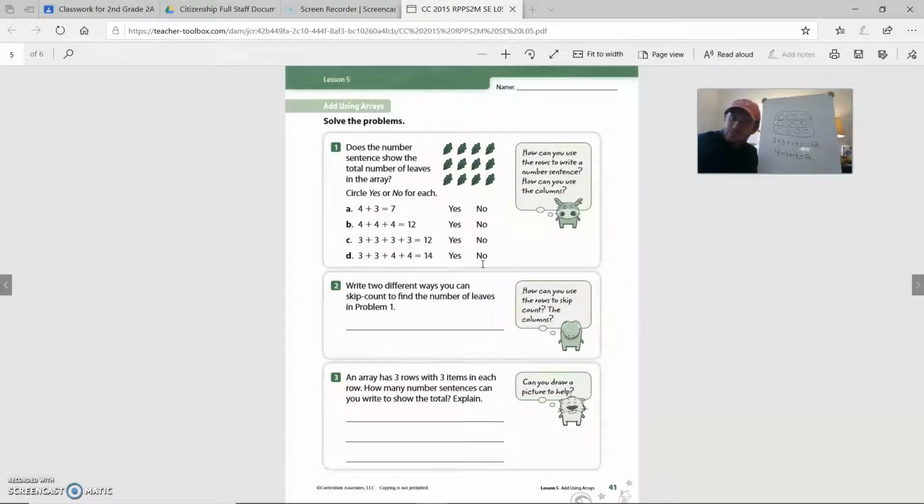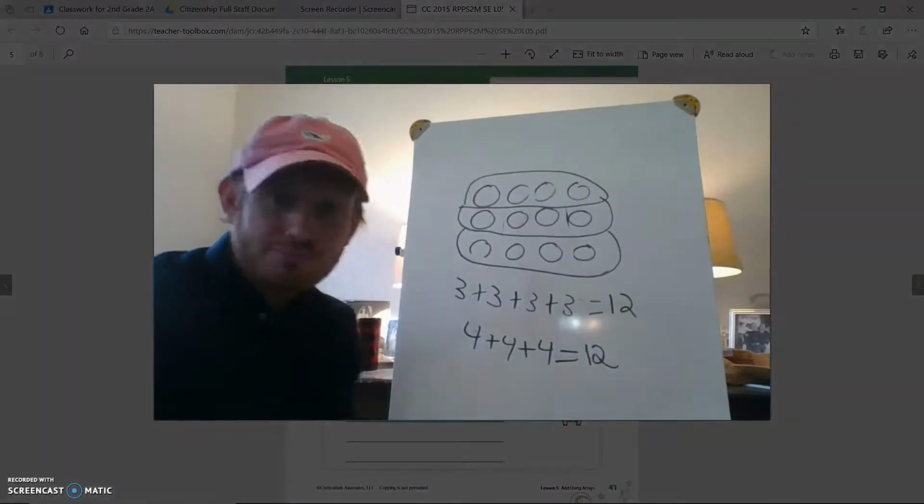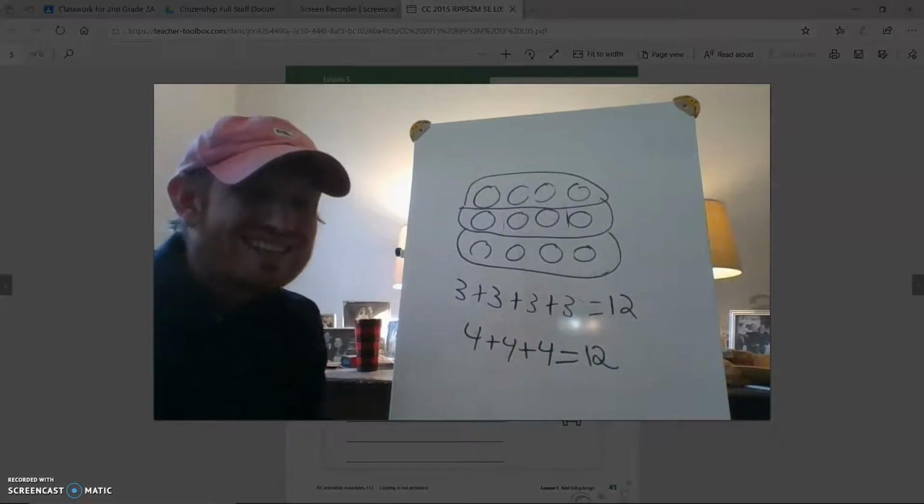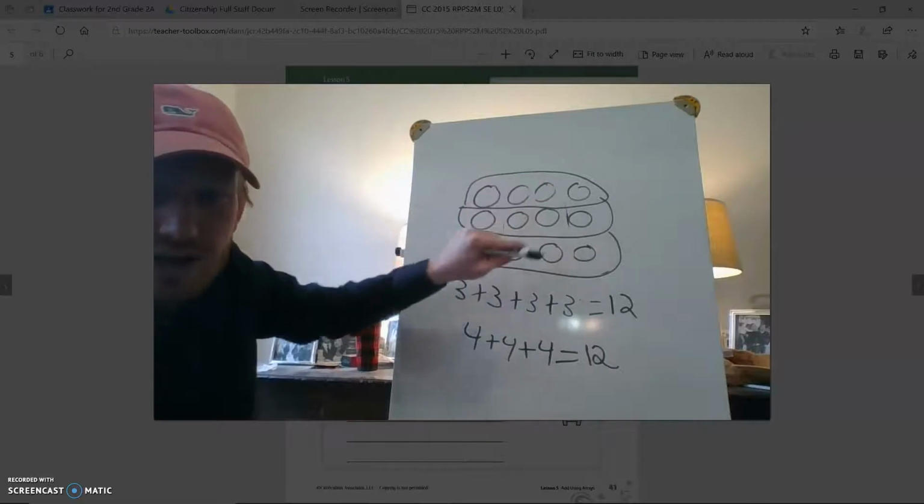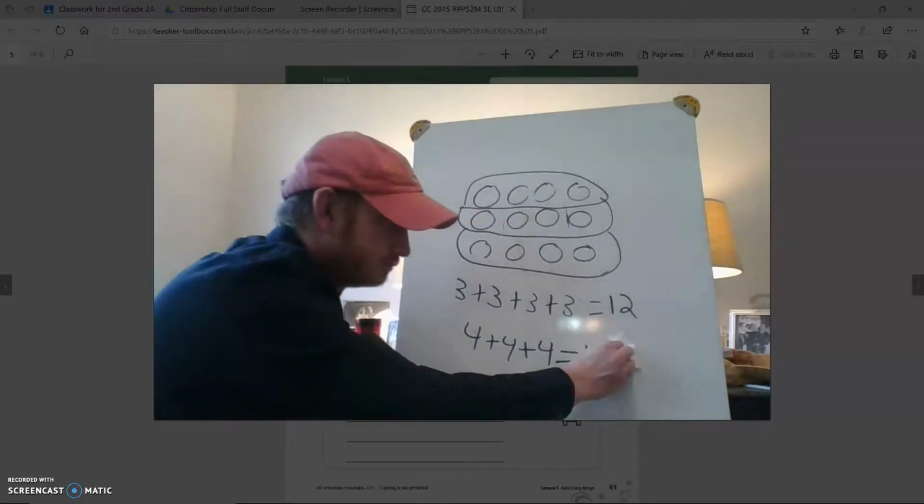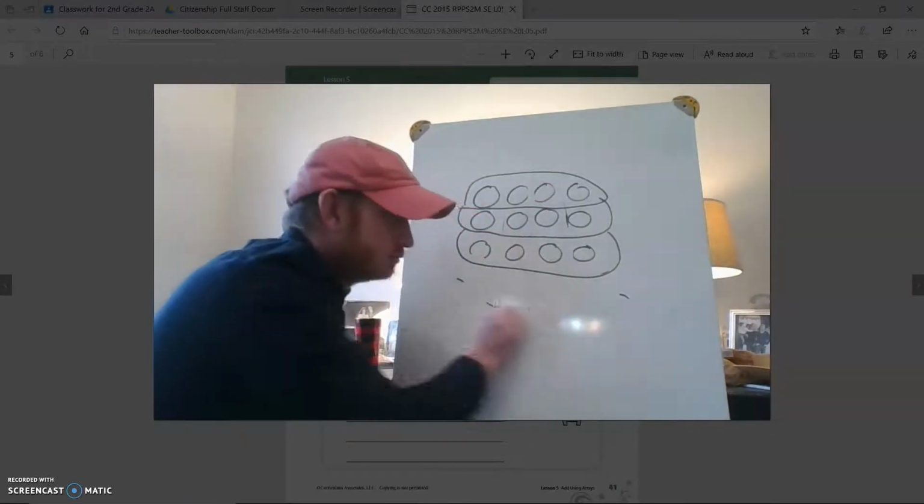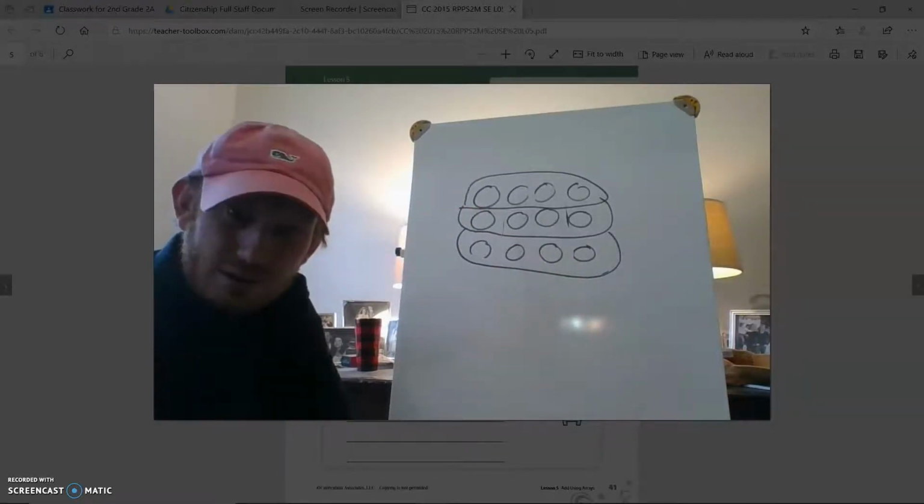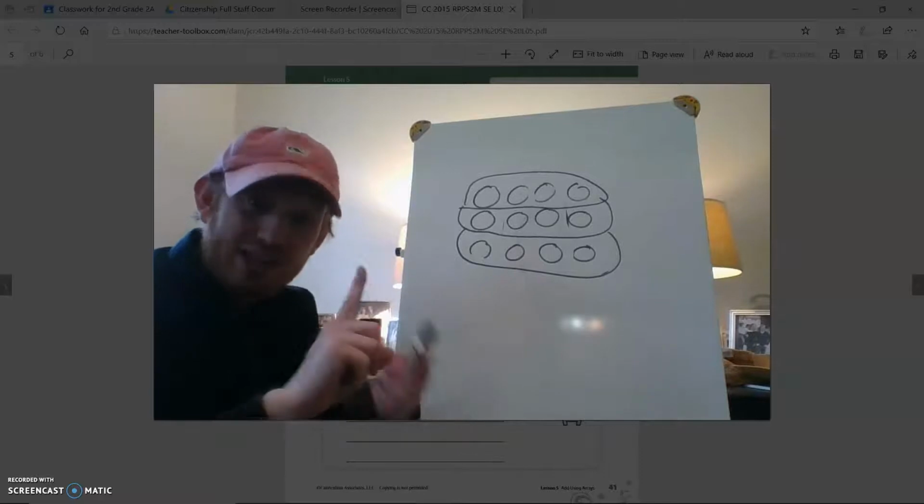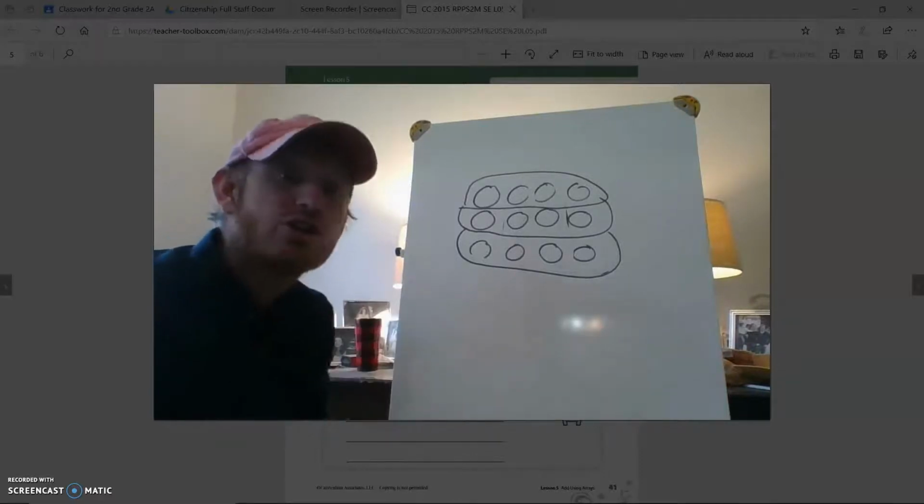Let's move on to number 2. Write 2 different ways you can skip count to find the number of leaves in problem 1. So we're going to skip count to find how many leaves were in this array. Well, it's really similar to what we already did. But this time, instead of putting a plus sign, we're actually going to solve it.